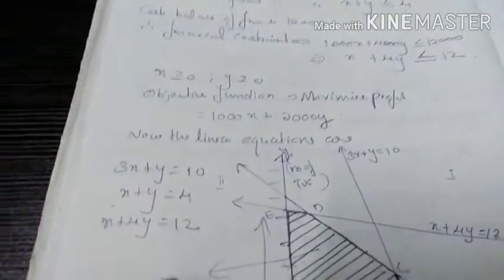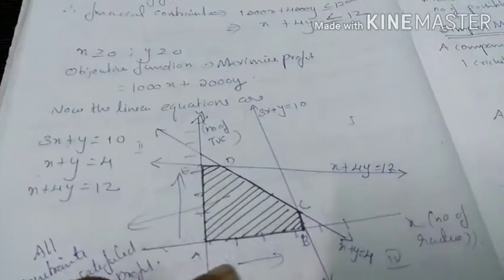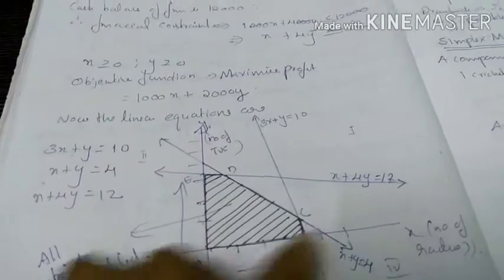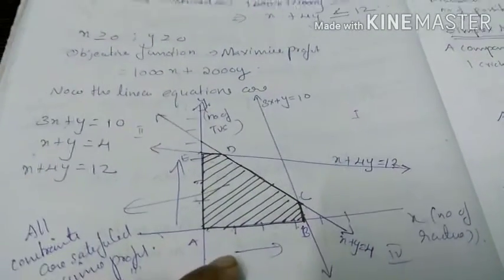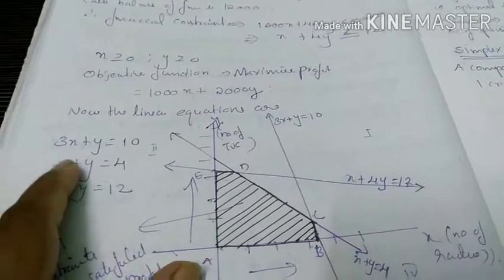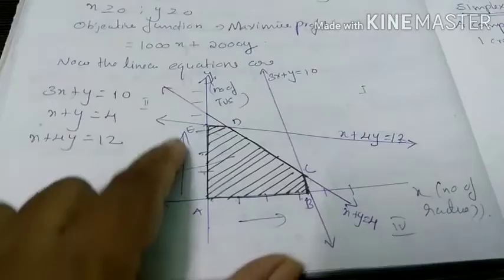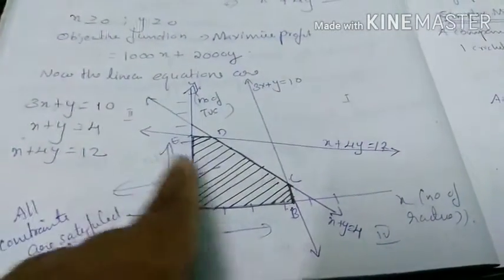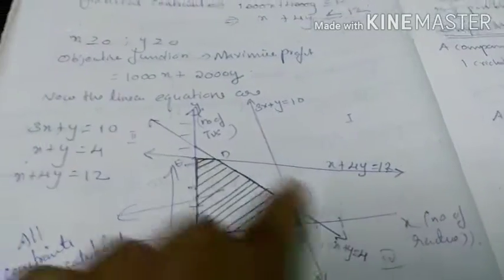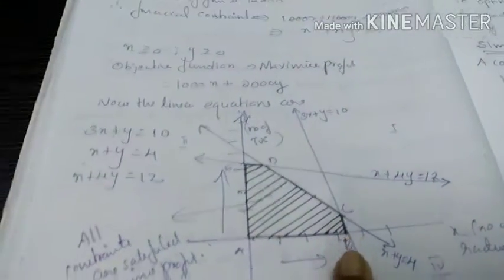Now in this graphical method, we have to plot these linear equations in an xy plot. So first we draw this xy graph, then we plot each linear equation: 3x plus y equal to 10, x plus y equal to 4, x plus 4y equal to 12. So we get a region which is satisfied by all these constraints.